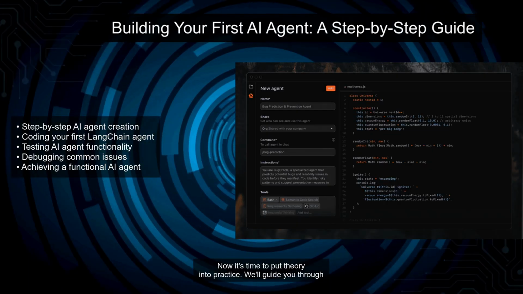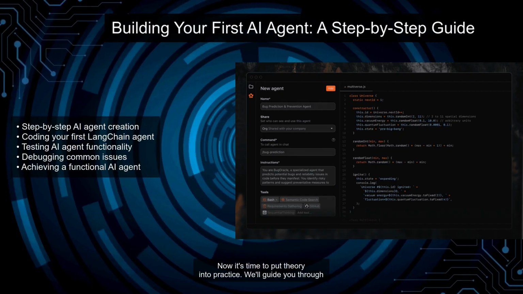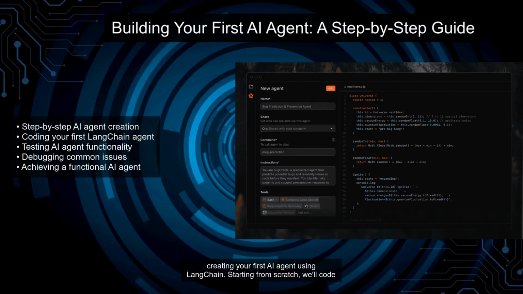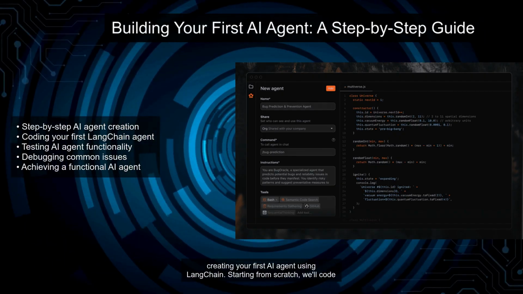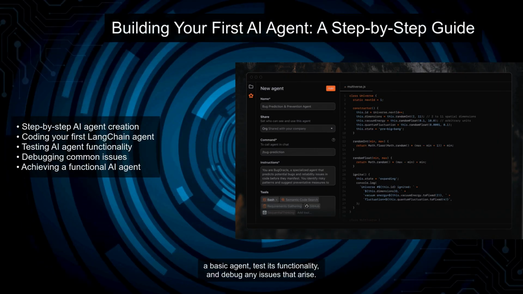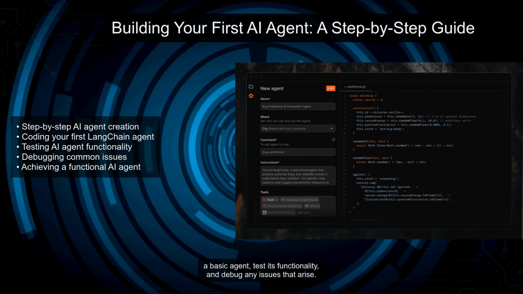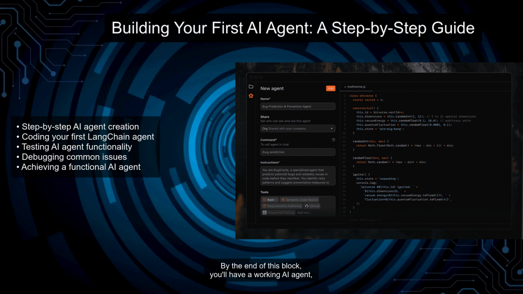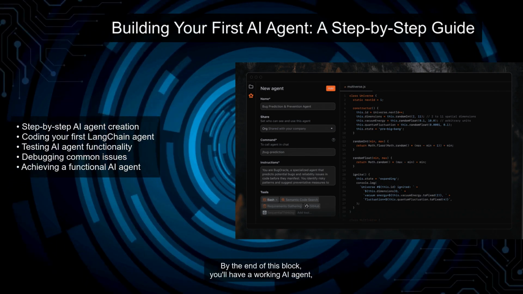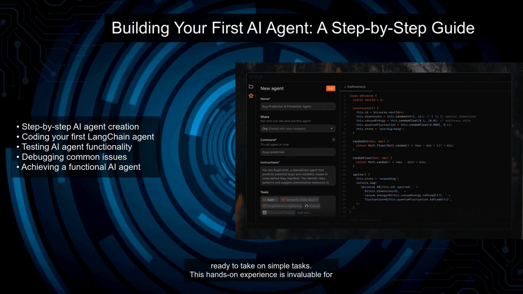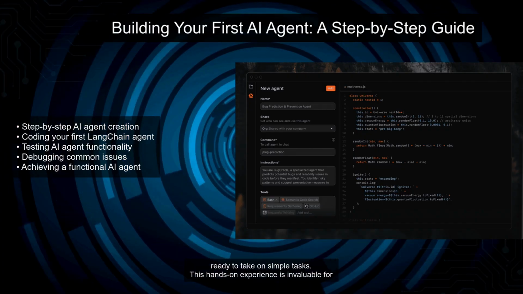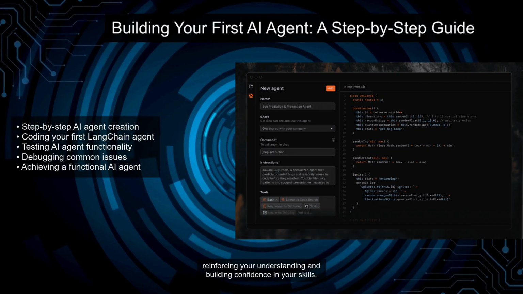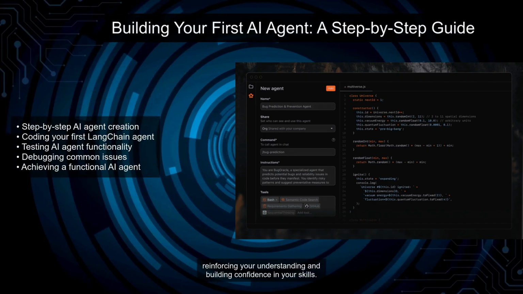Now it's time to put theory into practice. We'll guide you through creating your first AI agent using LangChain. Starting from scratch, we'll code a basic agent, test its functionality, and debug any issues that arise. By the end of this block, you'll have a working AI agent, ready to take on simple tasks. This hands-on experience is invaluable for reinforcing your understanding and building confidence in your skills.